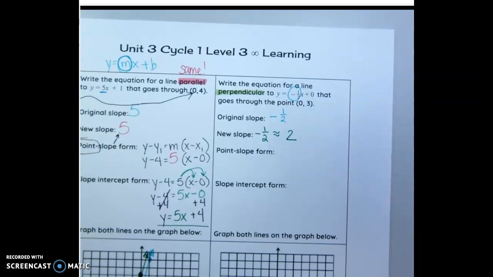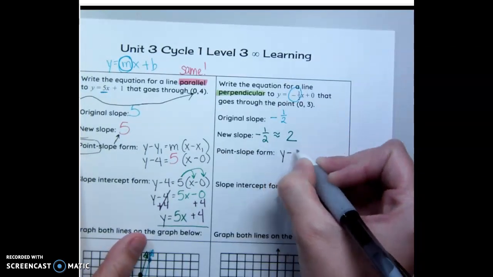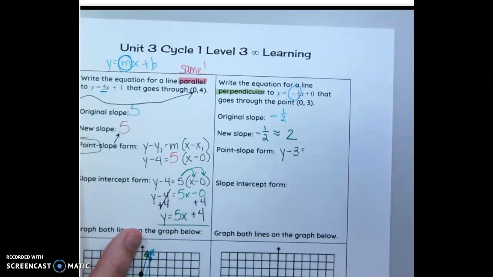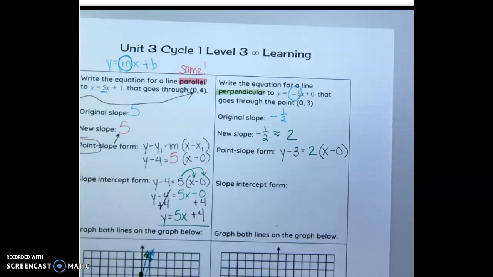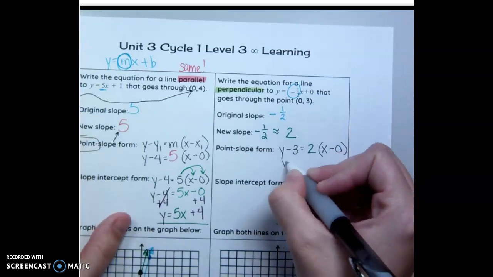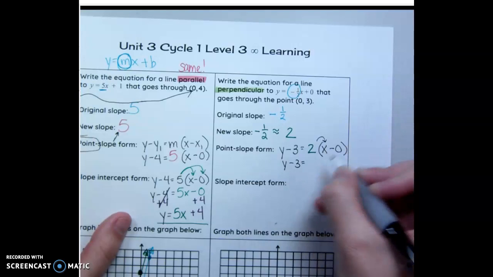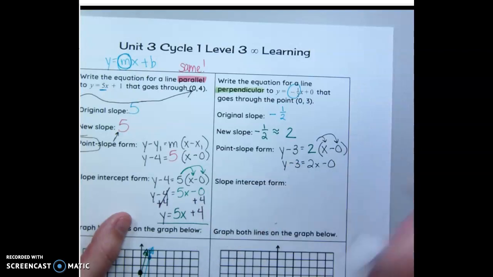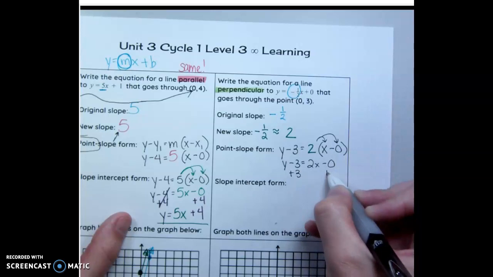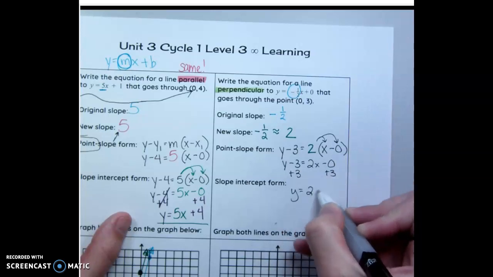Now I'm going to write that in point slope form. y minus 3 equals 2x minus 0. Now I'm going to distribute. y minus 3 equals 2x minus 0. This is how you get to slope-intercept form. Add 3, y equals 2x plus 3.